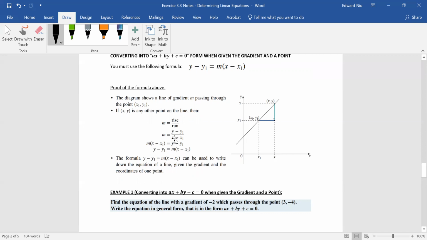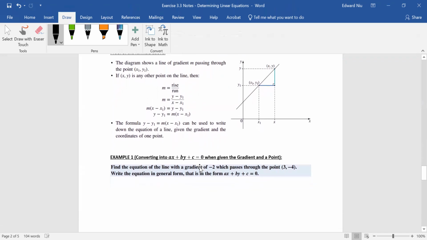Now, some of you are probably going to ask how we got to this situation. All we did was times both sides by x take x1. That gets rid of the x take x1 on the right side of the equal sign, and then we have m times x take x1 on the left side. If you're unsure, please email through the question, and then I'll show you the proof in person.